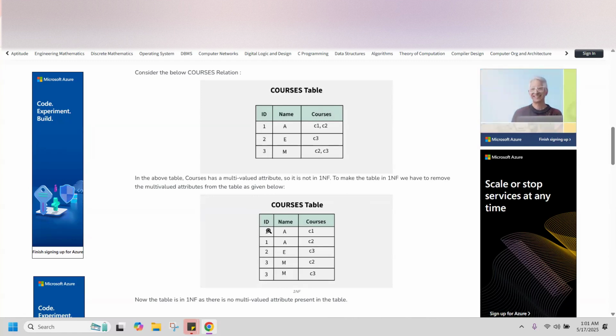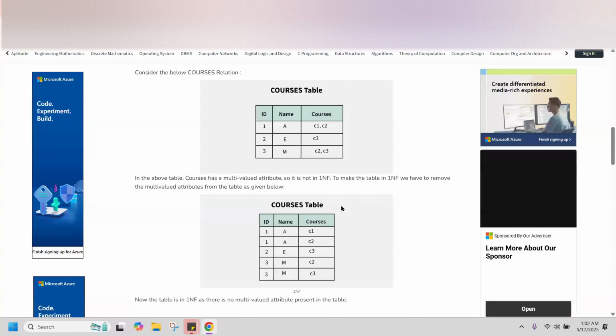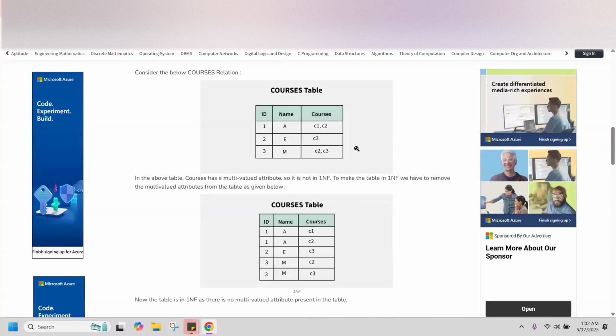Oh, this one has duplicate IDs. Okay, that's the only differentiation. For example, ID is one, and your name is A. How many courses have you taken? C1 and C2, right? They give the information right here. And the second ID is also the same. The third ID is the same. The data is the same. This is the differentiation for the first normal form.